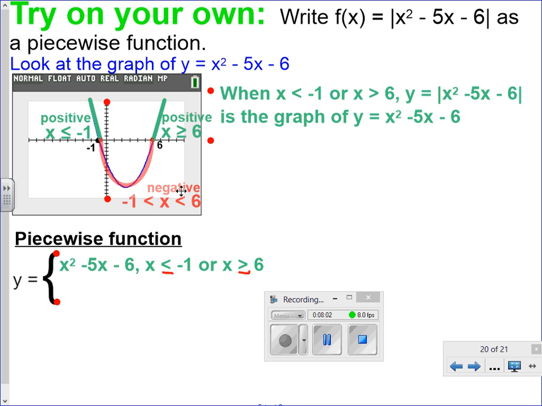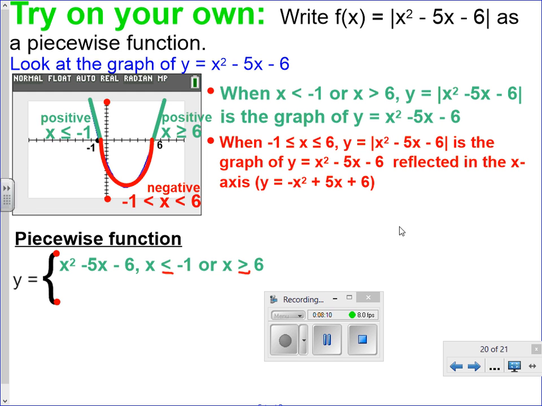Now let's look at the negative piece. So the negative piece below the x-axis happens when x is in between negative 1 and 6. So what that means is that the absolute value function will be the graph of x squared minus 5x minus 6 reflected in the x-axis. So it becomes negative x squared plus 5x plus 6. So you can see here my negative piece is that between negative 1 and positive 6.